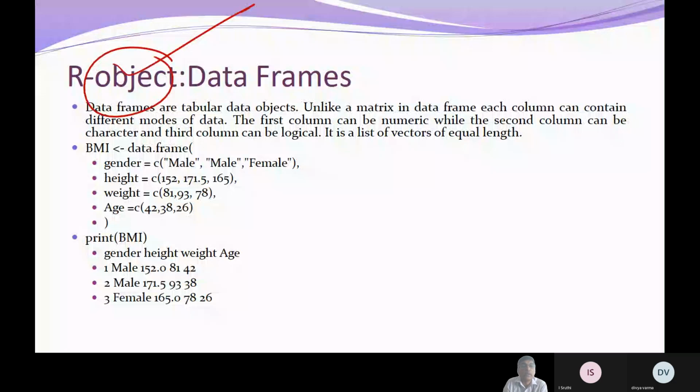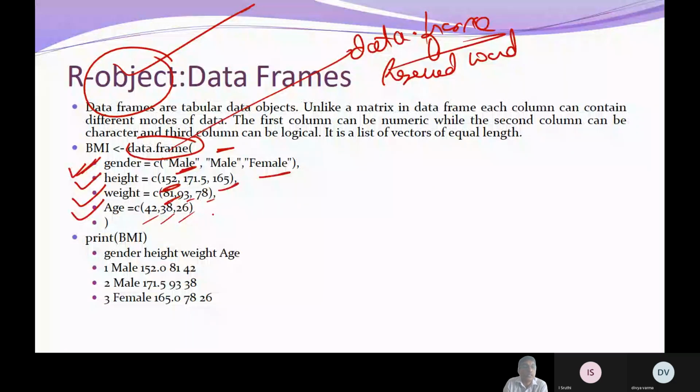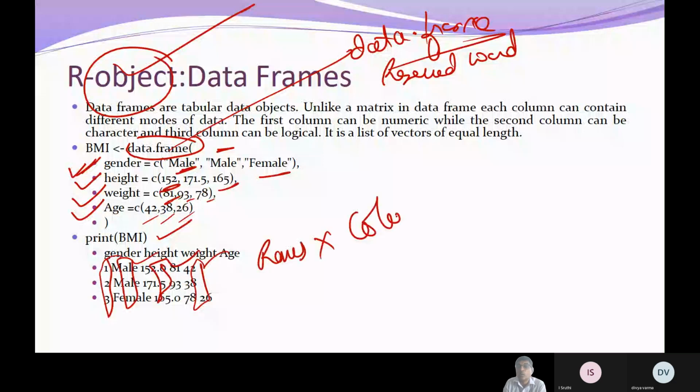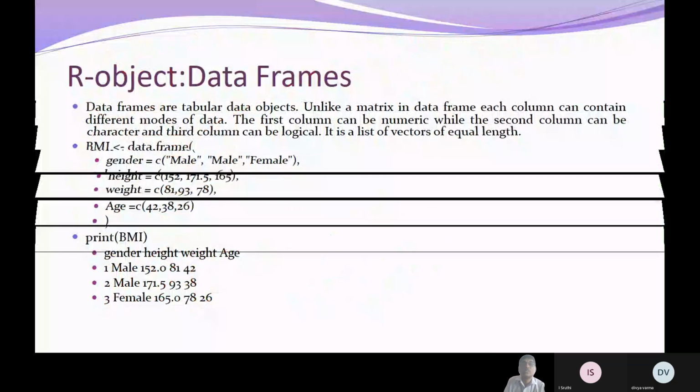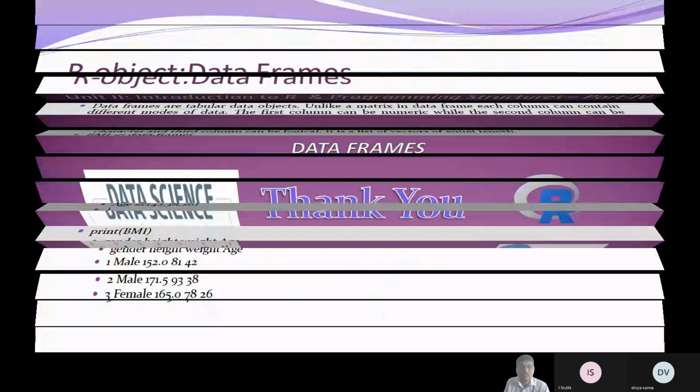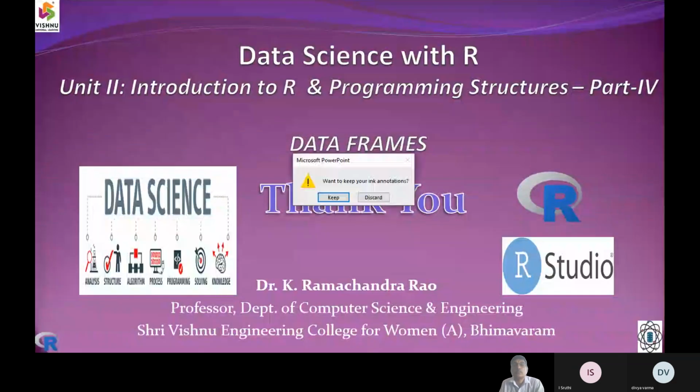Now once we make a print operation, you can see gender in the first column, height in the second column, weight in the third column, age in the fourth column. So obviously it displays with rows and columns. That is what we call data frames. Data frames put everything together in the form of tables. So this was the advantage of using frames.